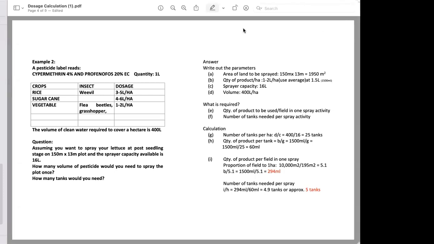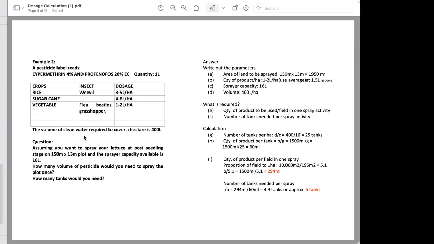Example two, where you have a pesticide label rate: cypermethrin 4%, profenofos 20% strength. The quantity you have is 1 liter, and the crops are rice, sugarcane, and vegetables. This is how it comes on the pesticide bottle, and this is what you will see: 1 to 2 liters per hectare for vegetables, 4 to 6 liters per hectare for sugarcane, 3 to 5 liters per hectare for rice. The volume here is stated as 400 liters, as opposed to the 200 liters we earlier used.